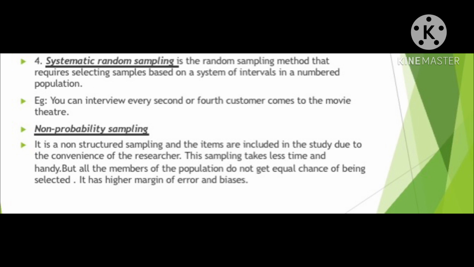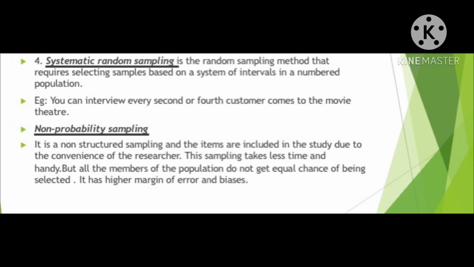Next method is systematic random sampling. This is a probability sampling technique, but there is a system we are following. For example, there are many subjects in a population. First we number them, then we decide to select every 10th subject, or every second subject, or every 50th subject. Like that we are following a system.